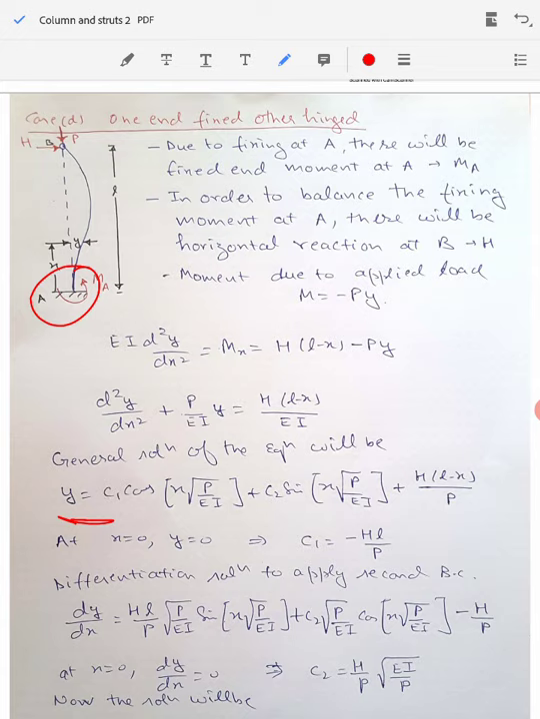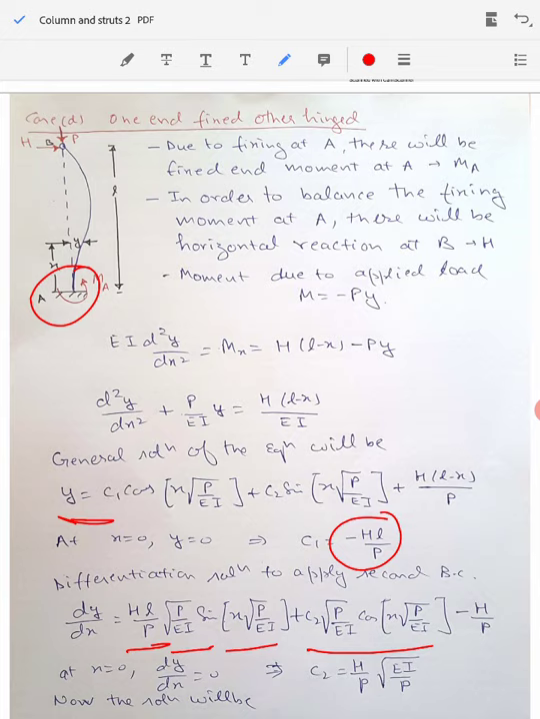For c1, I am substituting minus HL by p. Differentiation of cos will also produce a minus sign here, so the minus will get cancelled out. What is left is HL by p under root of p by EI multiplied by sin x under root of p by EI. And the differentiation of this quantity will be c2 under root of p by EI cos of x under root of p by EI.